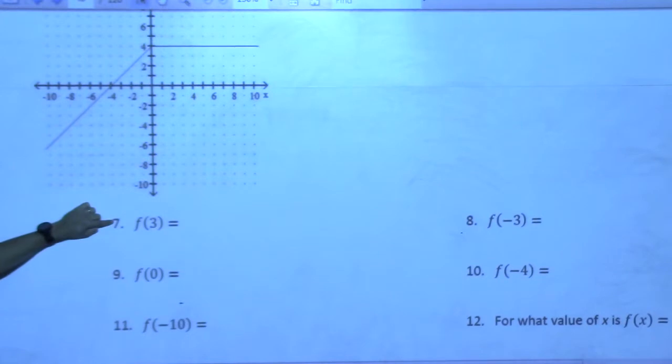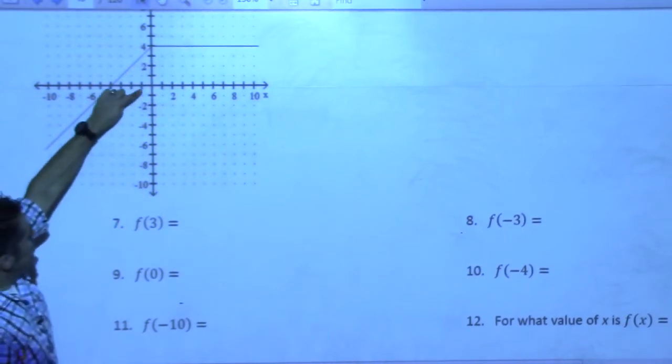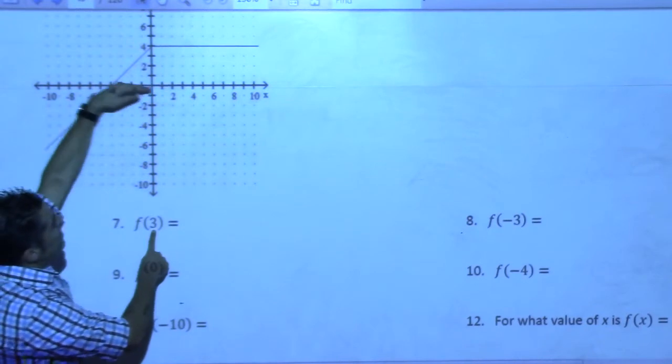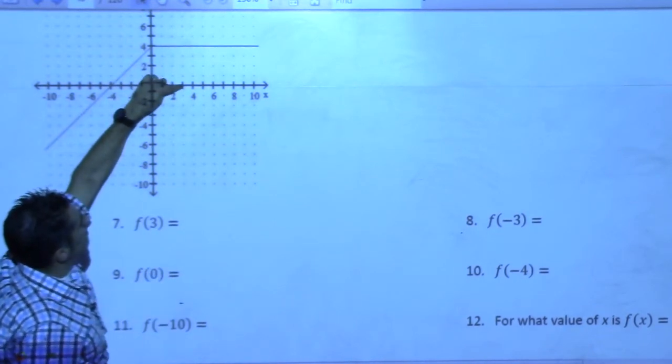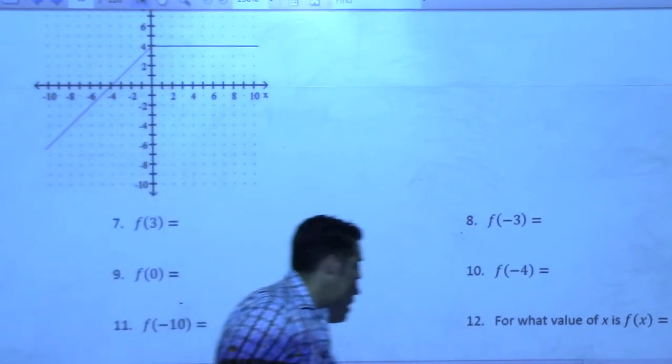So f of 3, any idea? Maybe 4. 4, so can you kind of explain what you're doing? I'm comparing f of 3 to f of x. So I go on the x-axis, go to 3. Okay, so this is your x, so you went to the x-axis and you went to 3. That's 1, 2, 3, and then what? And then wherever the line is at. Wherever the line was at. Perfect. Yeah, that's what we're looking at.